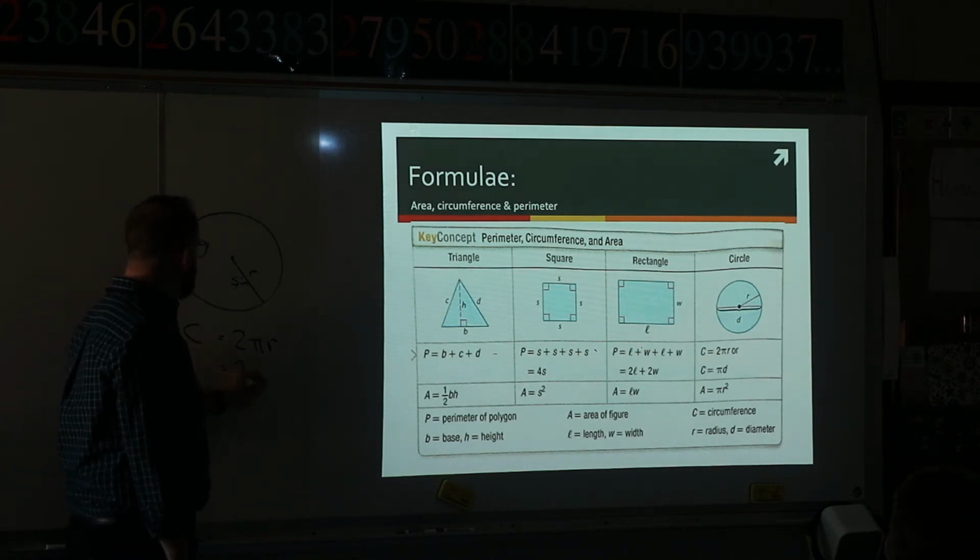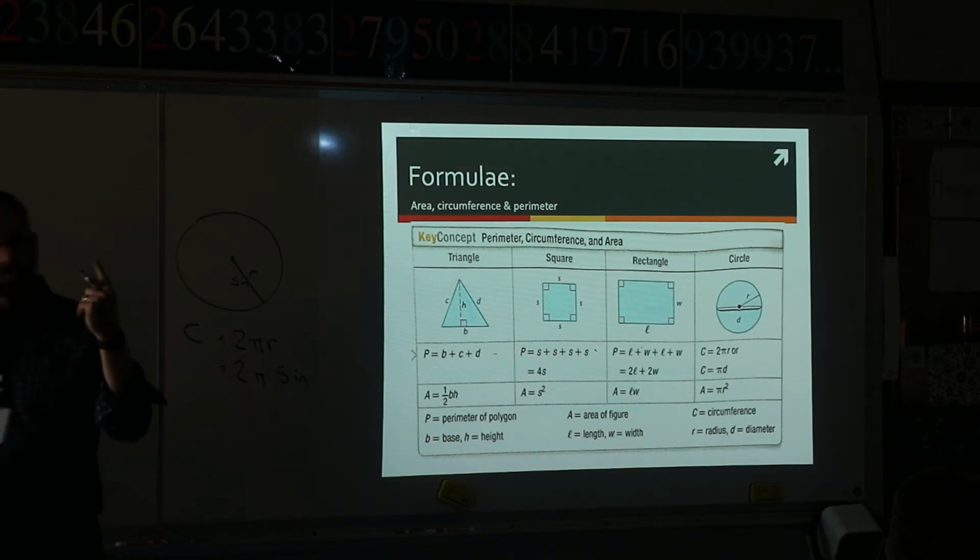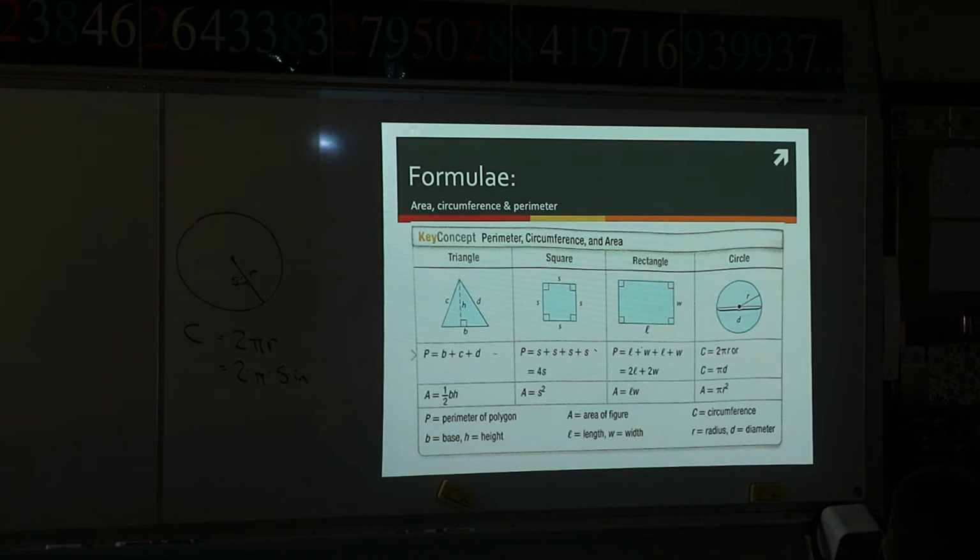So 2 times pi times 5. And pi is 3.14. It's literally above my marker board here. You multiply those 3 numbers together, 2 times 5 times 3.14, and you get 31.4. If you do that in your head, or on a calculator, you get about 31.4, and that would be your distance around it.